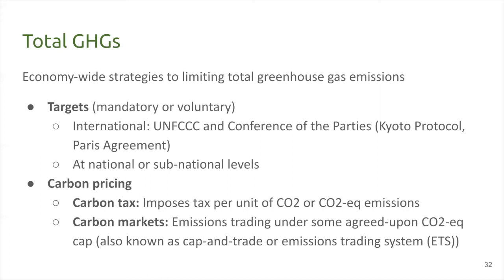So for example, states or subnational institutions can set targets. And internationally, this is done through the UNFCCC framework and the Conference of the Parties. So for example, COP25, COP26. And those agreements have been in the past the Kyoto Protocol and the Paris Agreement. At the national and subnational levels, of course, you also have these targets. So for example, cities are setting targets for reducing their greenhouse gas emissions.